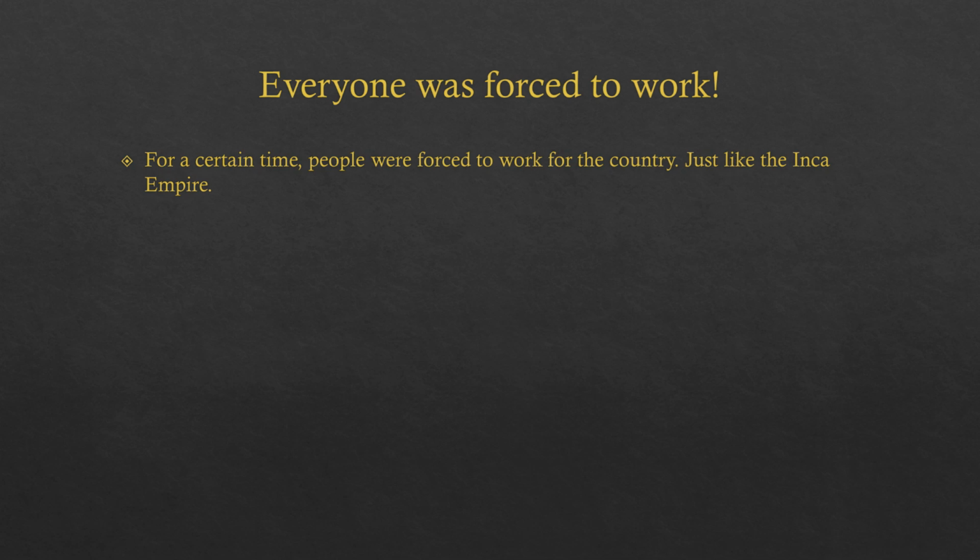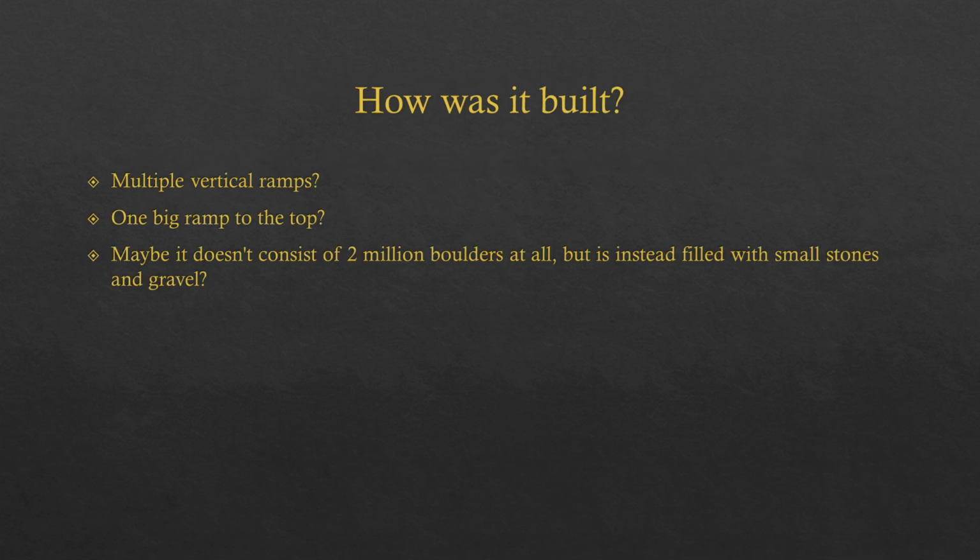So during a certain time, people in Egypt were forced to work with building such things as pyramids, temples, statues, and so on, just like in the Inca Empire. But how were the pyramids built? Well, multiple vertical ramps perhaps? One big ramp to the top?